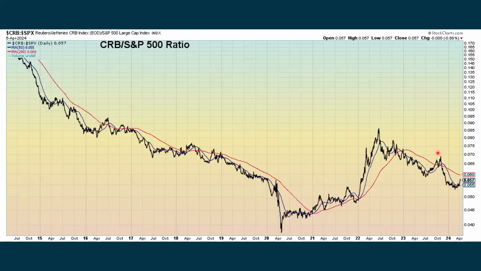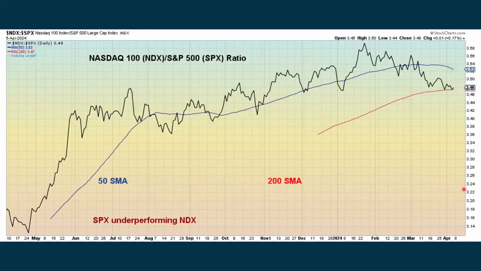Here's an inverse of that same chart, showing how commodities are underperforming, but seeing some recent strength. Here's the NASDAQ 100, which is coming off of all-time highs, the S&P 500 coming off of all-time highs. Longer term, the NASDAQ 100 is outperforming, but we are drifting lower.